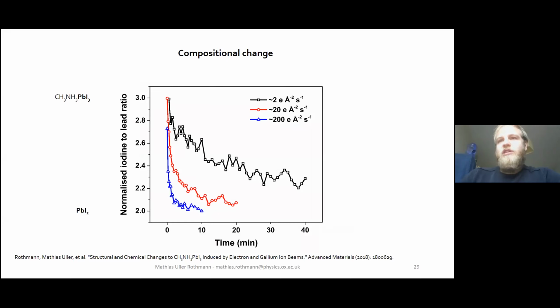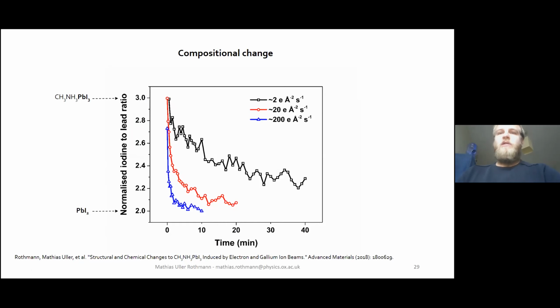We can see how this changes from a chemical perspective as well. Here we're measuring the ratio of iodine to lead. In our pristine perovskite, we'll have 3 iodine for each lead, and in our precursor material, we have 2 iodine for each lead. And here you can see all of the different dose rates. So this 2.1 here is what we did before. The 200 is getting closer to normal imaging. And we have very, very rapid deterioration of the material under all the conditions.